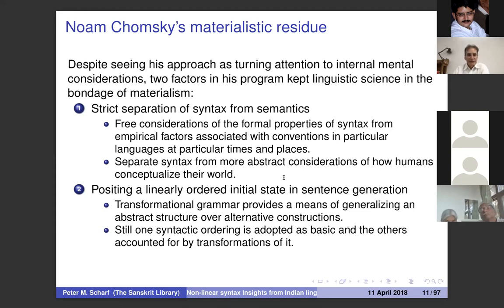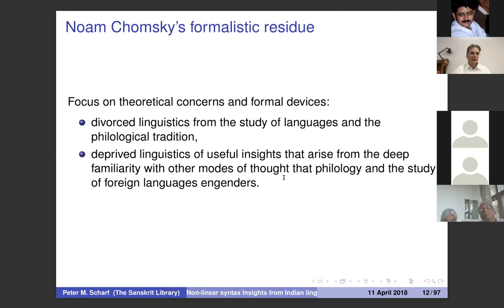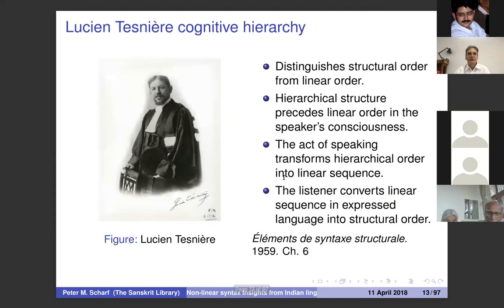Now, as I mentioned, the linearly ordered initial sentence state means that transformational grammar assumes that one order is basic relative to the other orders, and it writes rules to transform that one order into the others. So Chomsky's formalism left linguistics over the last 60 years, really, separated from the study of languages and philology. And linguists often engage in detailed formal analysis without knowing any language very deeply. And that's a drawback. So he deprived linguistics of useful insights that arrive from deep familiarity with other modes of thought that philology and the study of foreign languages engender.